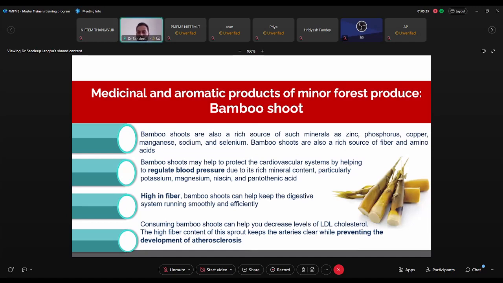Consuming bamboo shoot helps to regulate blood pressure due to its high mineral content, particularly potassium and magnesium, and pantothenic acid also. Apart from that, it's high in fiber, which helps to improve your digestive system. It has anti-atherosclerotic properties, which help to reduce your LDL, low density lipoprotein, which we call bad cholesterol, and improve your cardiovascular health.